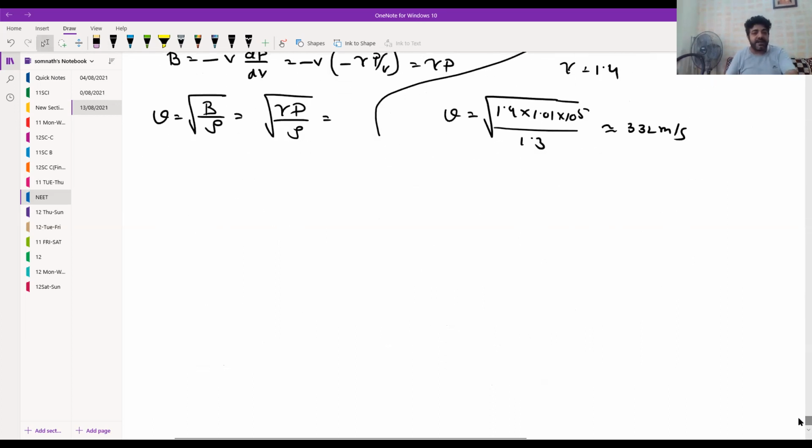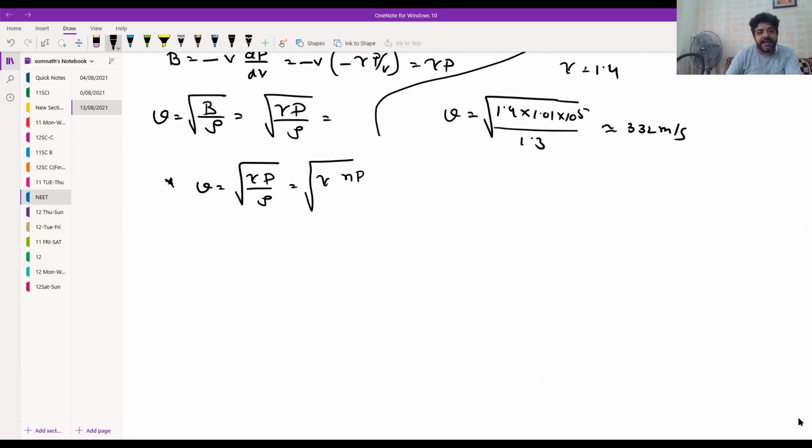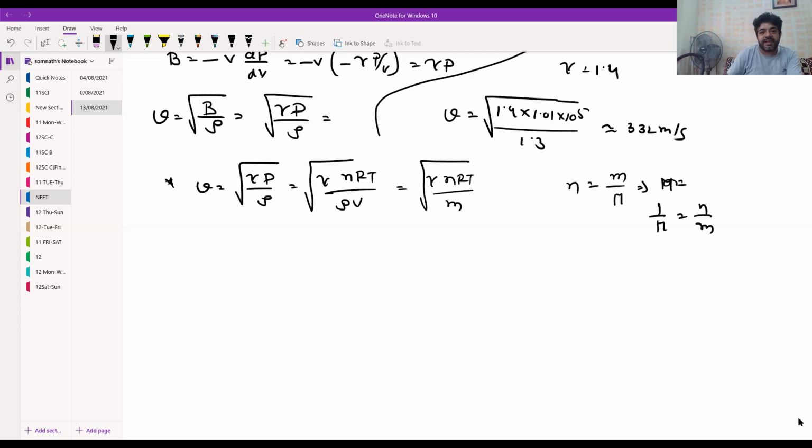हाँ, सबसे तो पहले ये जो मैंने वेलोसिटी ऑफ साउंड लिखा है, that is root of gamma p by rho, तो इसको हम लिख सकता है गामा p के जगह पे nRT by rho into वॉल्यूम. और rho into वॉल्यूम क्या होता है? rho into वॉल्यूम होता है मास. अच्छा, नंबर ऑफ मोल क्या होता है? मास बाय मॉलिक्यूलर वेट. सो 1 बाई मॉलिक्यूलर वेट क्या हो जाएगा? n बाई m. सो ये n और m को हम चेंज कर सकता है. सो root of गामा RT बाई मॉलिक्यूलर वेट भी मेरा वेलोसिटी हुआ.